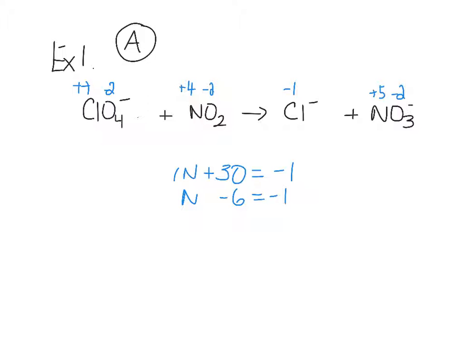Correct? So if you have a polyatomic ion, one of the atoms is going to be negative, the other one will be positive. Are we okay with that? So now you've got to identify which atoms changed oxidation number.